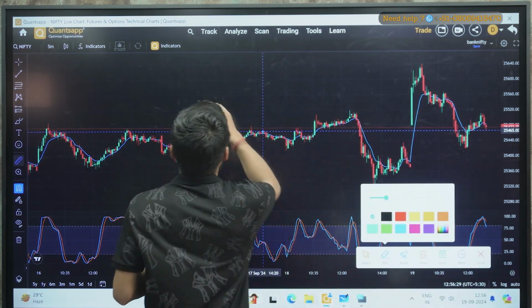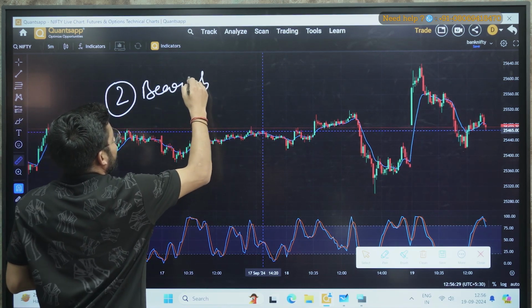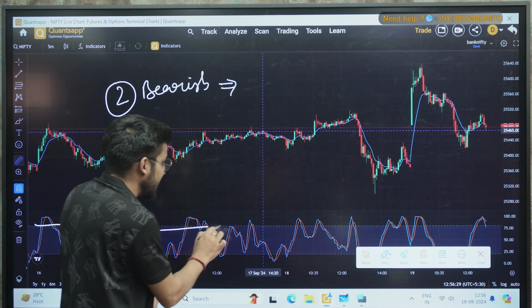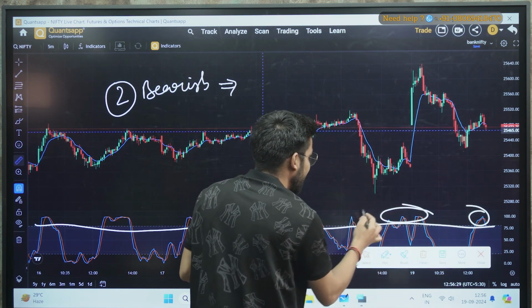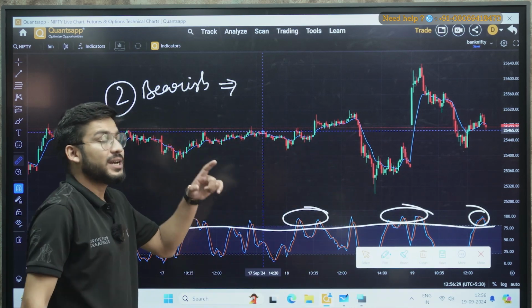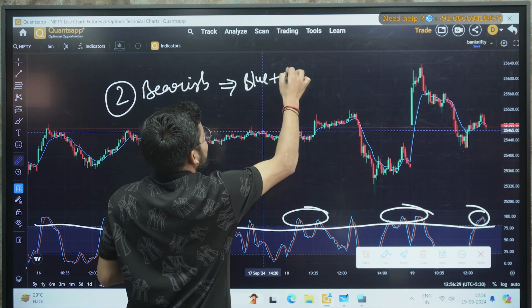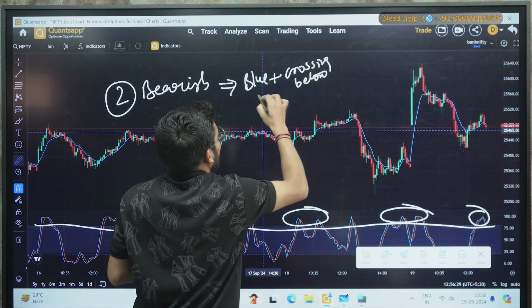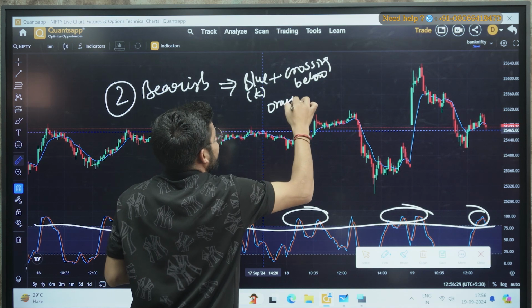bearish direction also. If I'm going for the bearish trade, first of all, that is the level of 80. So my stochastic RSI should be above 80. And I'll initiate my trade when the blue line, that is K, crosses below my orange line, that is D.